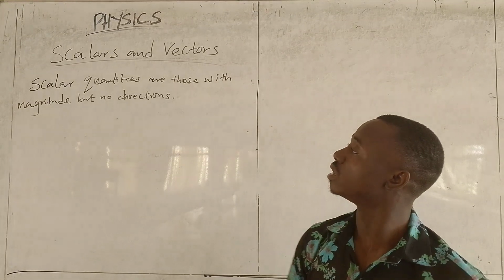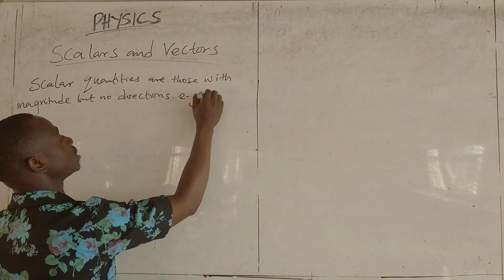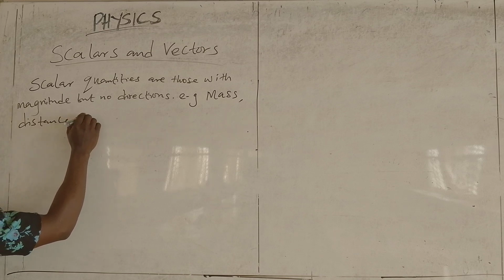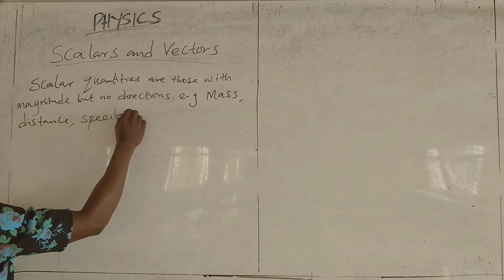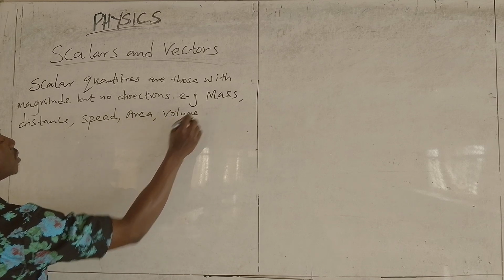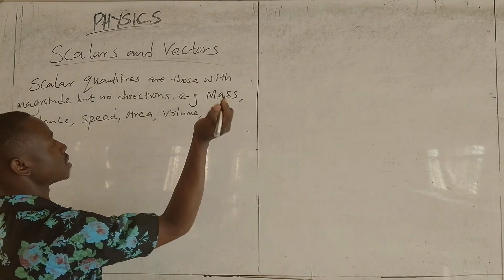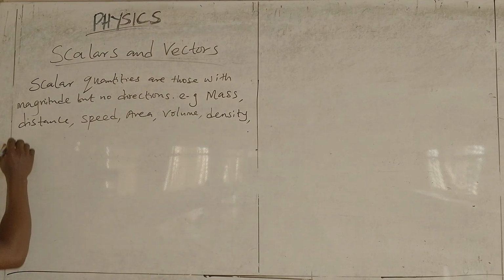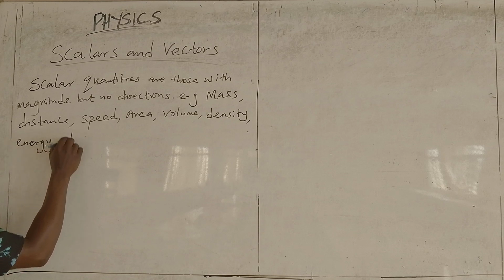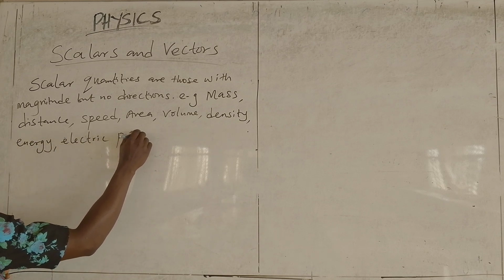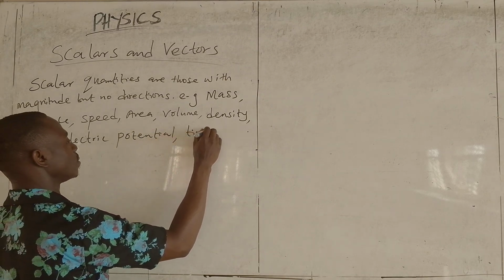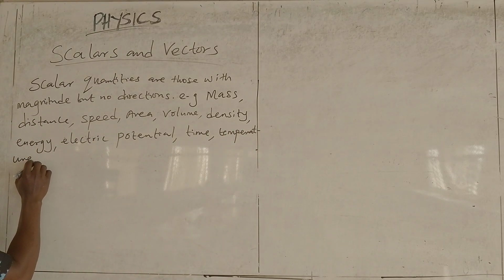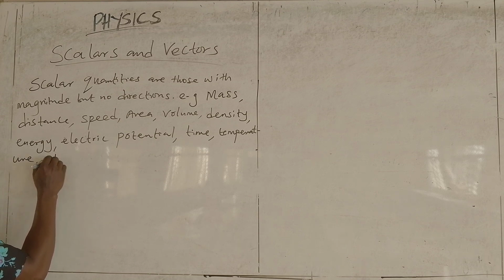An example of scalar include mass. We have mass. We have distance. We have speed. We have area. We have volume. You know them. So please, you can know the list is endless. We have density. What again? We have energy. We have electric potential. We have time. We have temperature. And so on and so forth.